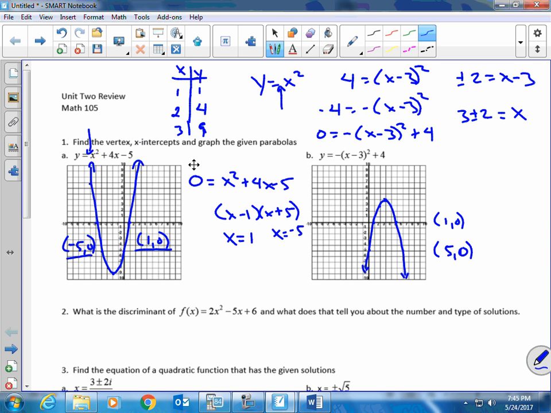And so 3 plus 2 is 5. 5, not 2. So 3 plus 2 is 5. 3 minus 2 is 1. And I get the exact same answers as we had before. Okay. That's good on that. Number 2.